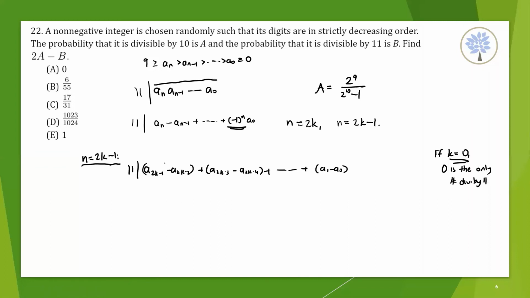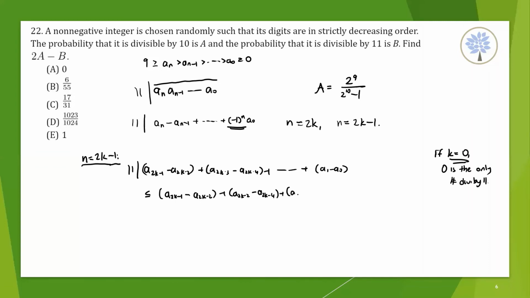And this is really interesting since we can bound this above by a_{2k-1} minus a_{2k-2} plus a_{2k-2} minus a_{2k-4}. Notice how we're replacing a_{2k-3} with a_{2k-2}, which is larger.